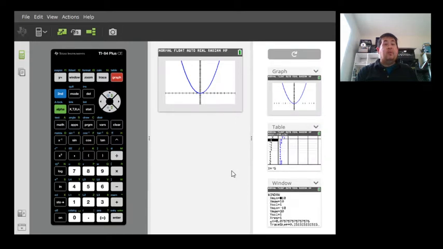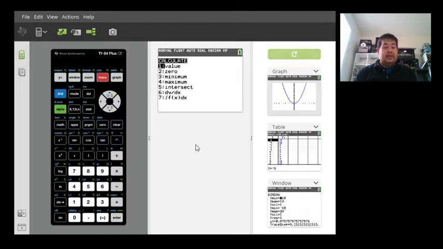So remember, the geometric interpretation here of the integral is the area under the curve from -5 to 5. So it'll be this area here above the x-axis. So there is a function for this. You do second trace, the calculate menu comes up, and it is 7, the integral of f of x dx.